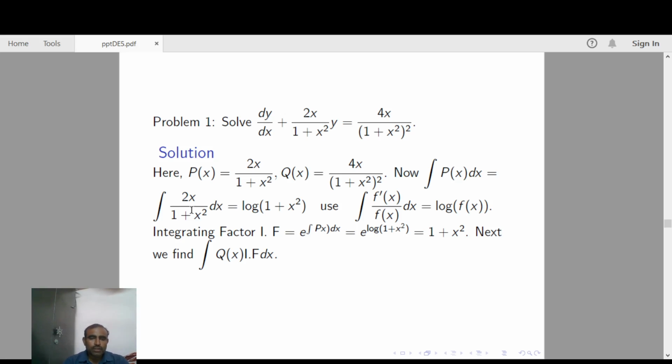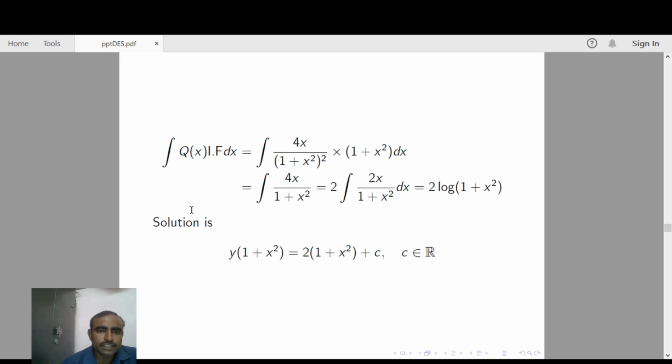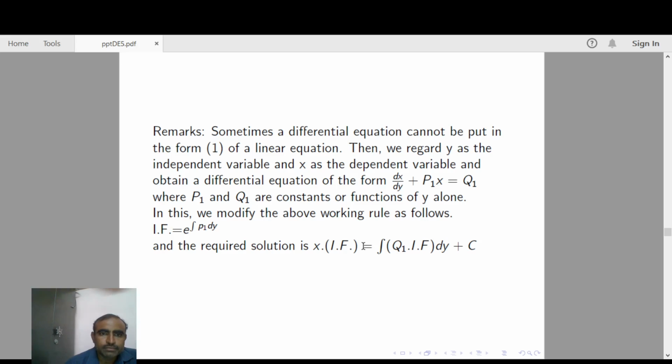Now we find integral q of x into I.F. dx, that is integral 4x by 1 plus x square whole square into 1 plus x square dx. 1 plus x square and 1 plus x square cancel. You have 4x by 1 plus x square. You can write this as 2 into integral 2x by 1 plus x square dx. So this is log of 1 plus x square. So you get 2 log of 1 plus x square. Therefore the solution is y into I.F., y into 1 plus x square is equal to 2 into log of 1 plus x square plus c, where c is an arbitrary constant.